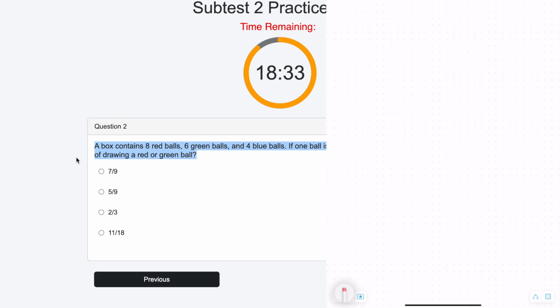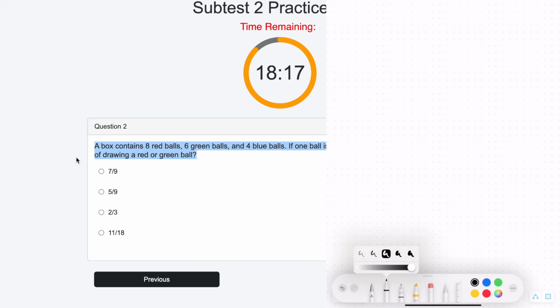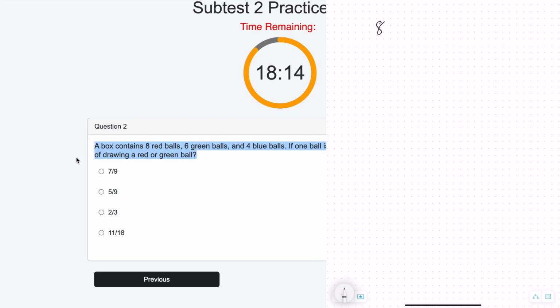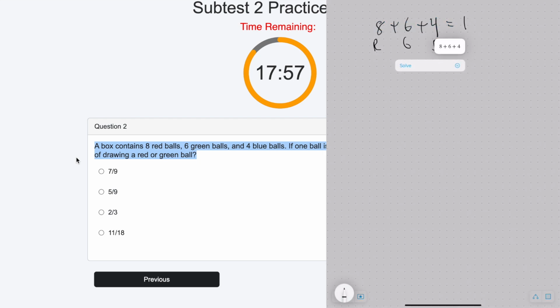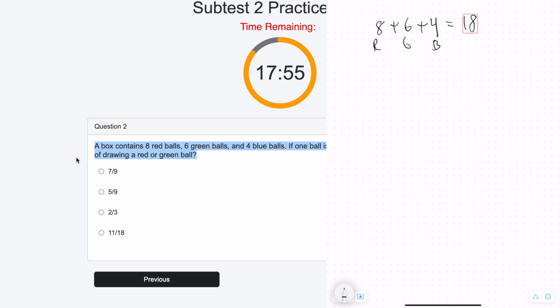All right, now, in order to find the probability of drawing a red or a green ball from a box containing 3 different colors, we'll first start by counting the total number of balls. Remember that we have 8 red balls, and we have 6 green and 4 blue. So I'll just put a little R and a G and a B. There we go. Now that total then would be 18 in total, 18 balls.